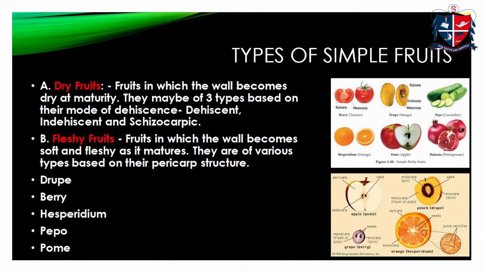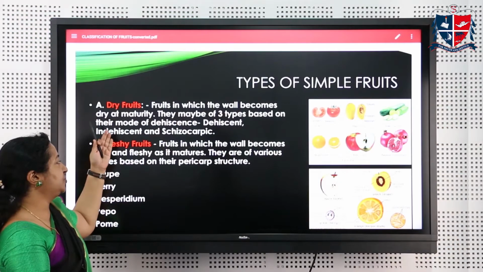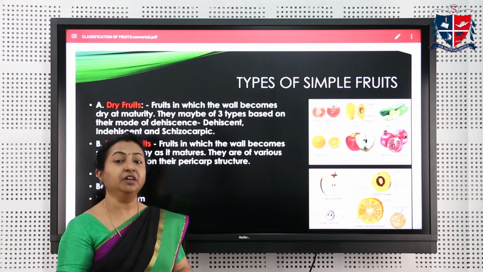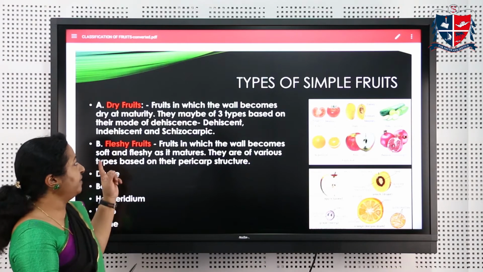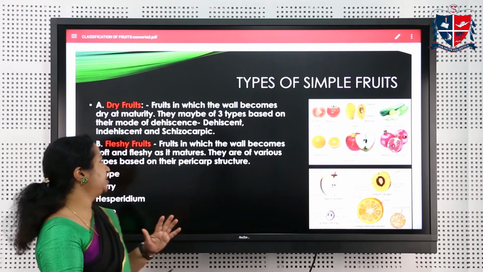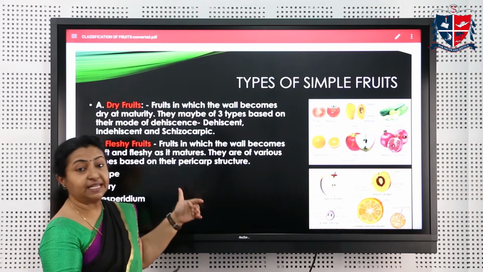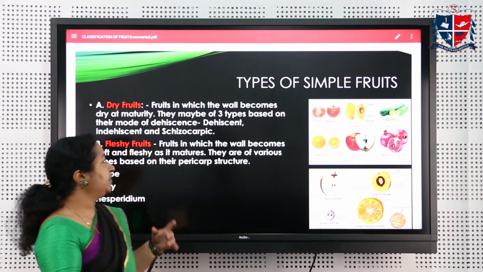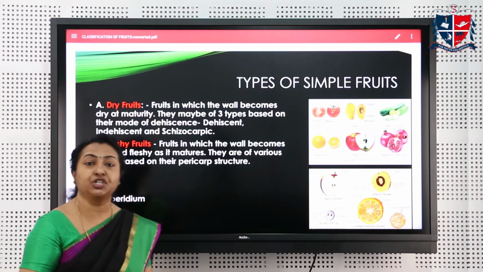Now coming to the types of simple fruits. Simple fruits are divided into two types. First, the dry and the fleshy. That is based on the nature of the pericarp or the fruit wall. In the case of dry fruits, the wall becomes really dry and thin at maturity. And they may be again of three types based on the mode of dehiscence or the splitting. Here we have dehiscent, indehiscent and schizocarpic.